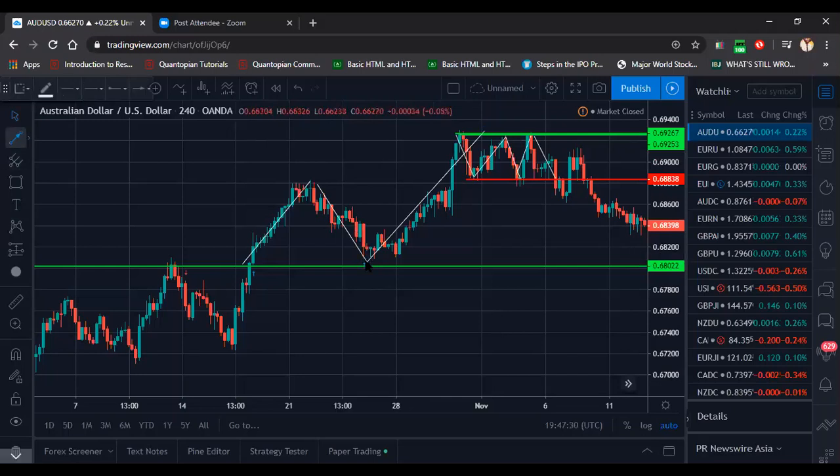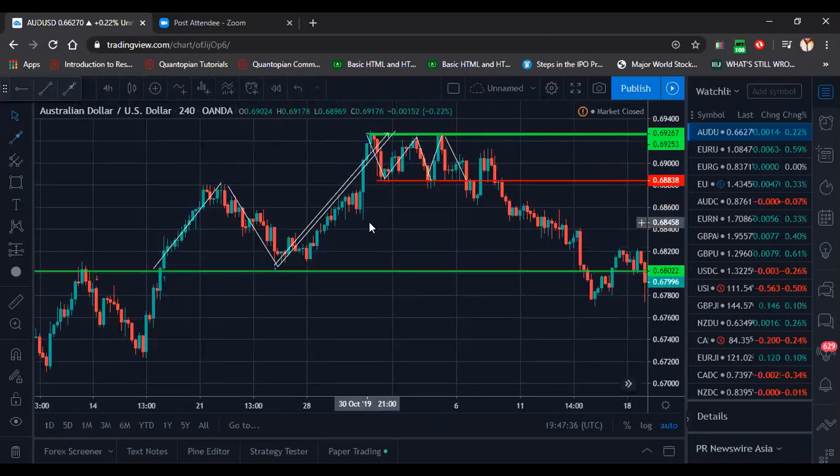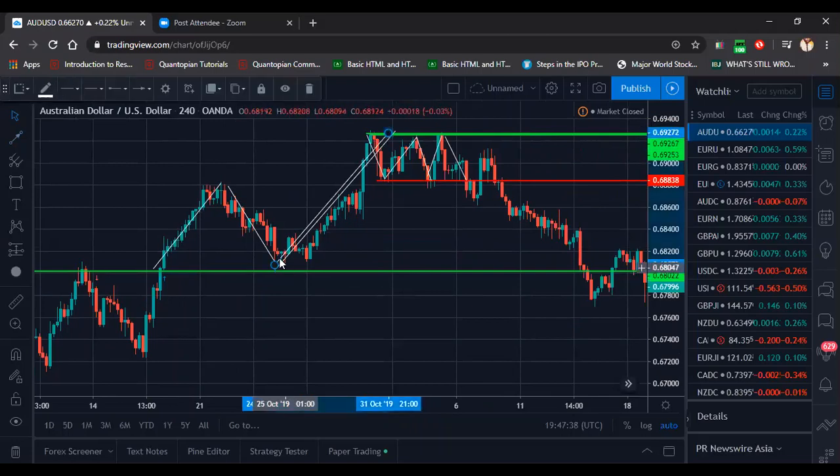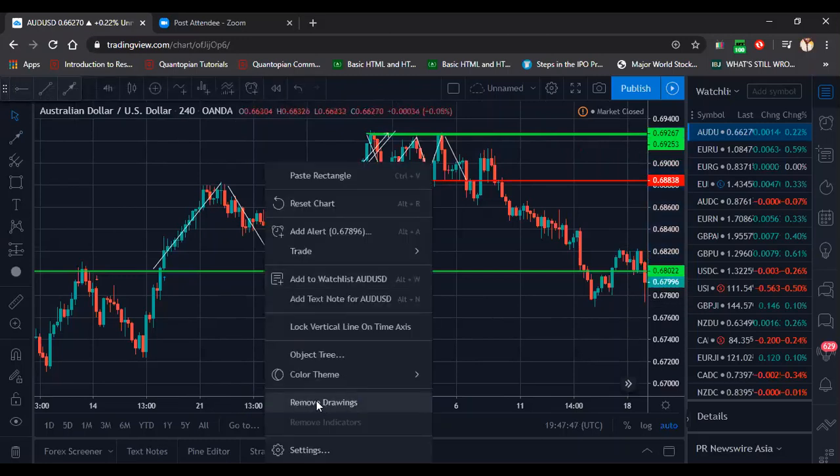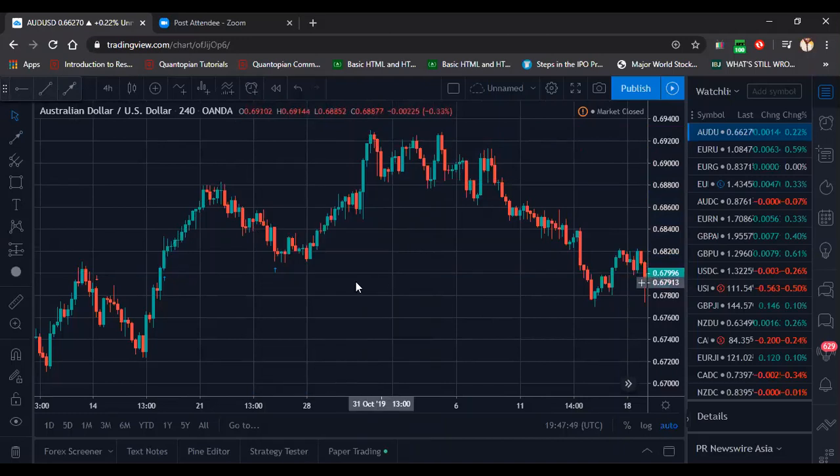The moment you bought here, boom, that's about 100 and something pips. You've made some cool cash. That is how you trade your support level. But mind you, you can't trade support and resistance level in isolation. No, you need to combine them with other indicators as well, right?